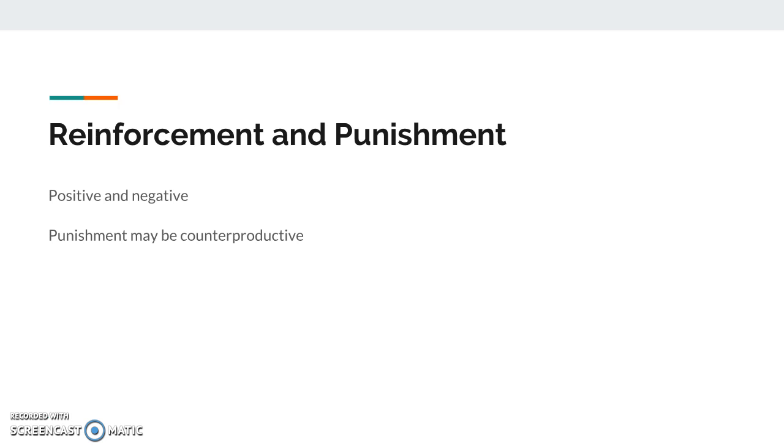Positive punishment is the addition of a stimulus following a response, which decreases that response. Negative punishment is the removal of a stimulus following a response, also decreasing that response. However, punishment can be counterproductive. For instance, a punishment may convince a child that certain behaviors are only to be avoided when an authoritative figure is around.